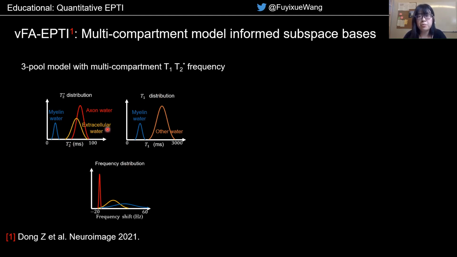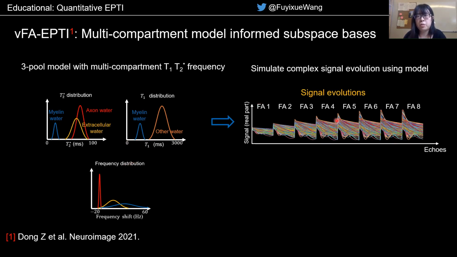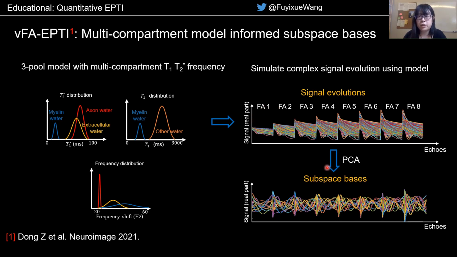Specifically, a three-pool model with different T1, T2, and frequency is used here to simulate the complex signal evolution in the acquisition, and then to generate the subspaces that contain the multi-compartment signal evolution information to jointly reconstruct the multi-flip-angle and multi-echo data, and therefore reduce the number of unknowns and improve the reconstruction conditioning.